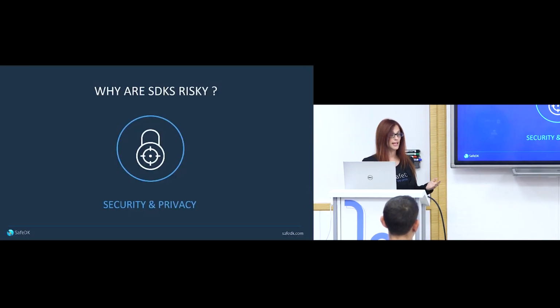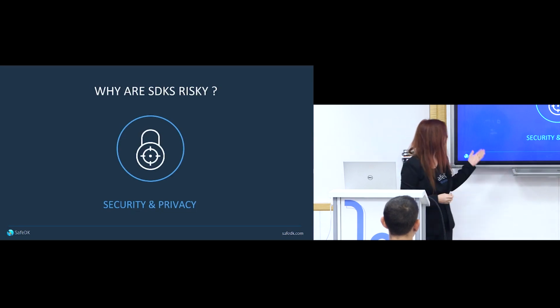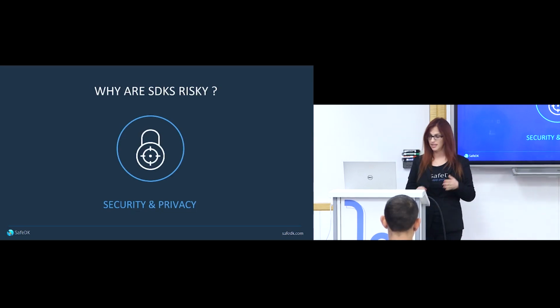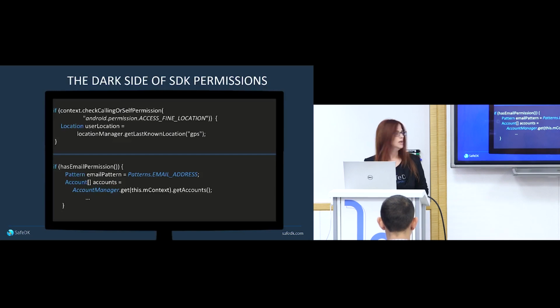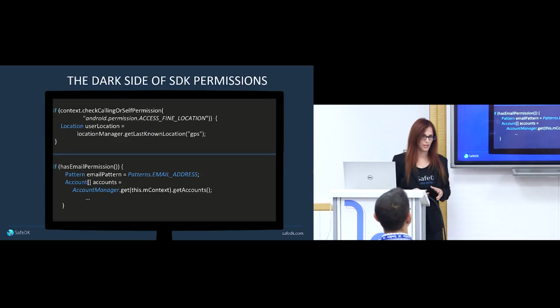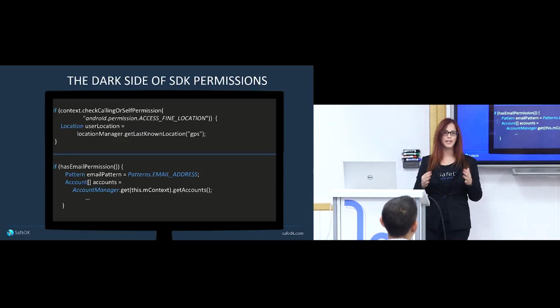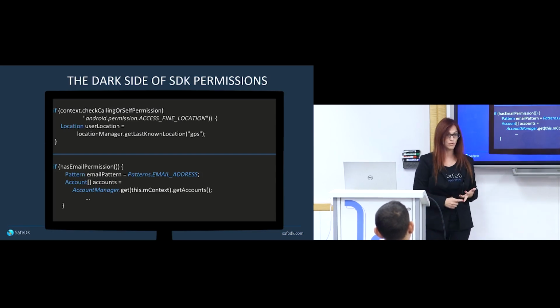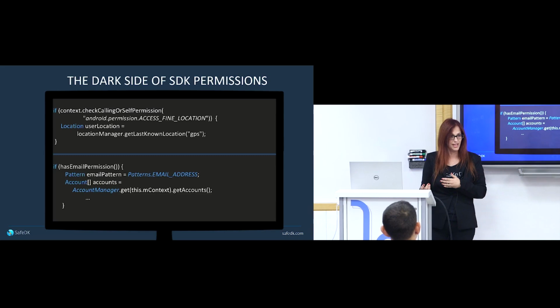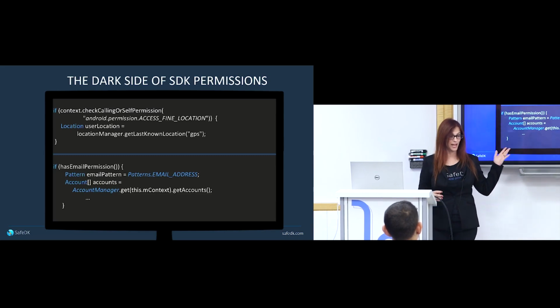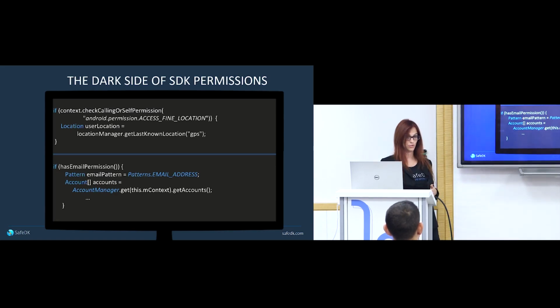What risks have we identified at SafeDK? The first domain is security and privacy. Let me dig into this specific risk. What you see here is what we call the dark side of permissions. Why? Because once the SDK is integrated inside your application, it actually gets the same permissions as your application. So if you as a user grant permission to access the location, the files, the accounts on your device, so do the 17 SDKs that are on average in an Android app. They can access the location and the files and the contacts that you just granted permission to.